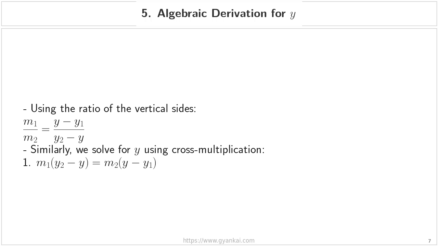First, we multiply the numerator of the left side by the denominator of the right, and vice versa.